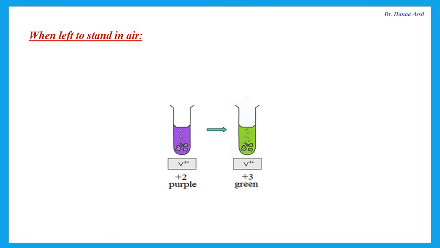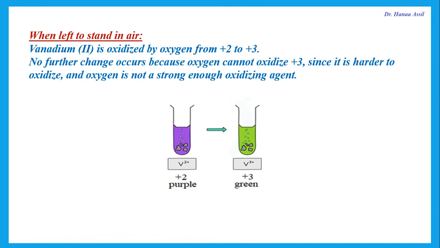Again, if I have 2+, which is purple, and I leave it standing in air, then it will be oxidized by air. But the problem is oxygen is not a very strong oxidizing agent, and what happens is the purple +2 vanadium ions will be oxidized to +3, which is green, but no further oxidation occurs. This is because the oxygen cannot oxidize the +3, it is harder to oxidize, and oxygen is not a strong enough oxidizing agent.